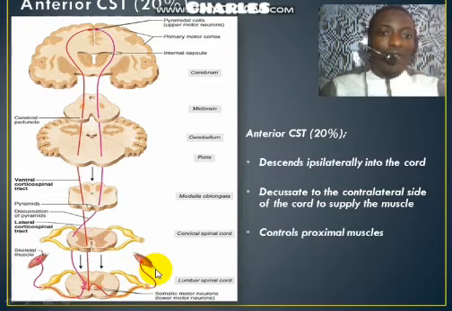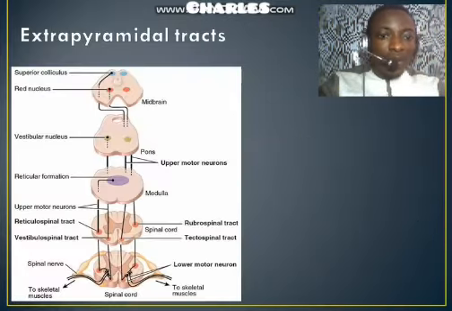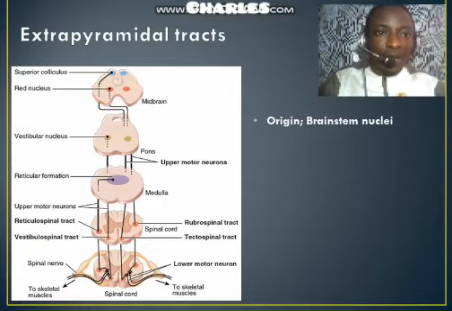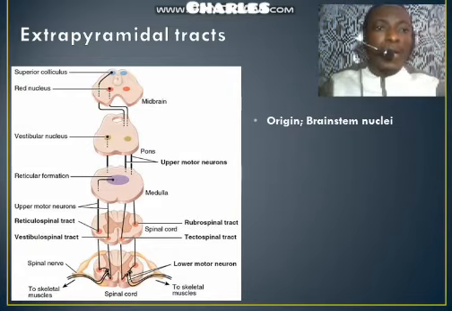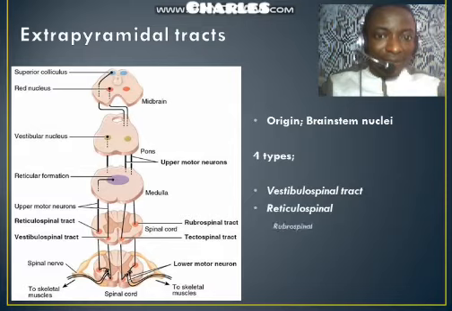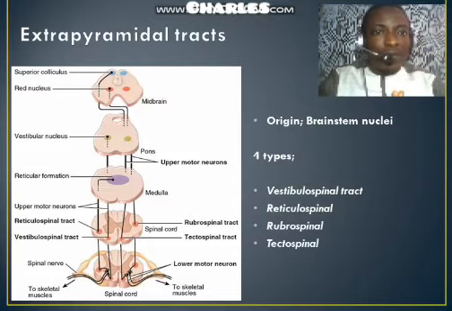Alright, good. Functionally, the anterior corticospinal tract controls muscles of the proximal limb, so they are important in gross movements and postural adjustment. Alright, the extrapyramidal tracts originate from the brainstem nuclei. I told you there are 4 major types. There are many of them, but the 4 major types are the vestibulospinal tract, the reticulospinal tract, the rubrospinal tract, and the tectospinal tract. These are the 4 major types of the extrapyramidal tract.